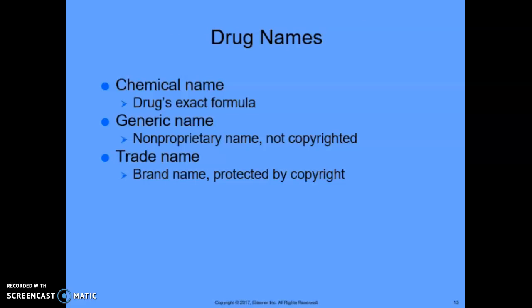As we know, drug names have the chemical name, the generic name, and the trade name. A chemical name is the drug's exact formula. The generic name is the non-proprietary name. It's not copyrighted. And the trade name is the brand name, and it is protected by copyright.